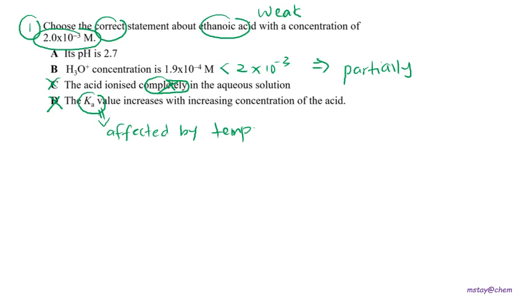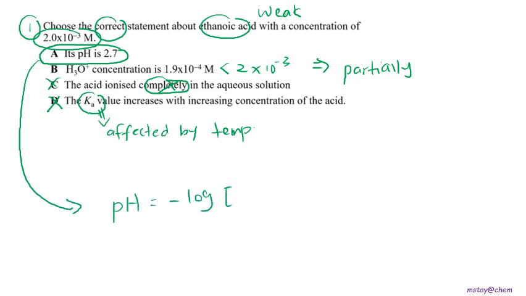But we can check option A. When you check option A, pH equals negative log concentration of H+, which is negative log of 2 × 10^-3, so it will equal 2.7. This value shows that the acid is completely dissociated. So that's why option A also is not correct. The correct answer will be option B.